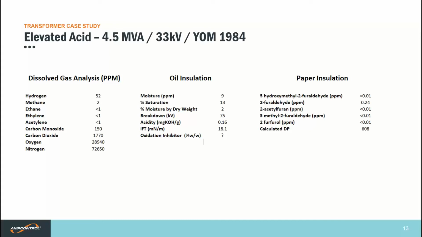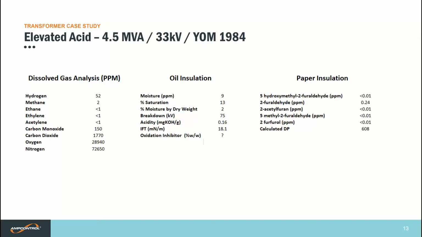We don't know what the oxidation inhibitor levels are. They're probably very low or zero, judging from the acid levels. So let's look at the oil insulation results. The moisture levels are low. The breakdown voltage levels are high. That's good. The acid levels are fair, and the IFT levels are poor, according to IEC 60422. The acid levels are unacceptable, according to guidance from SD Myers.